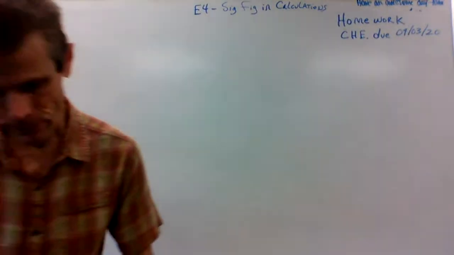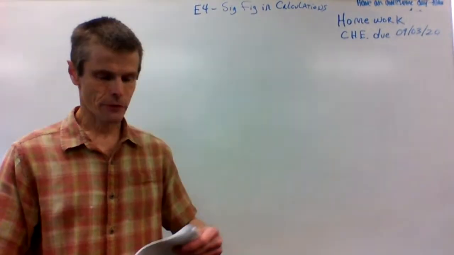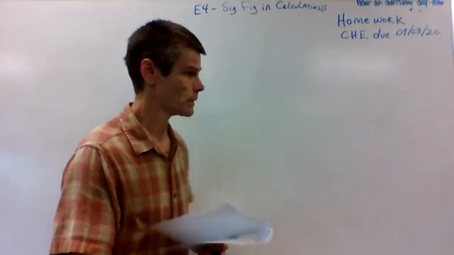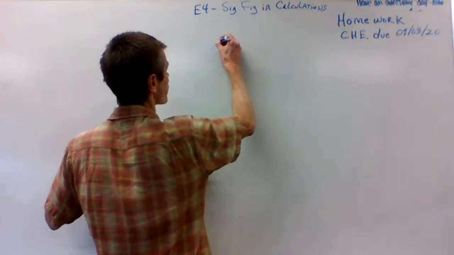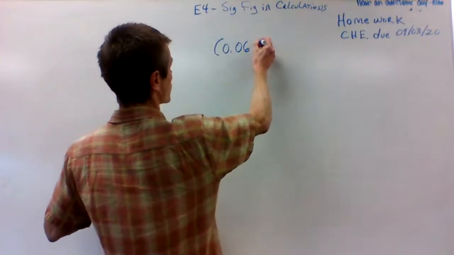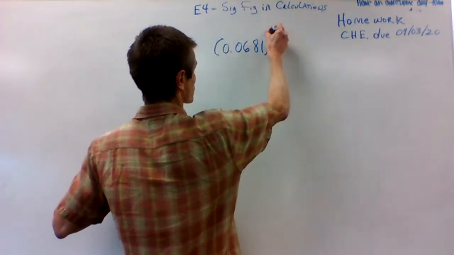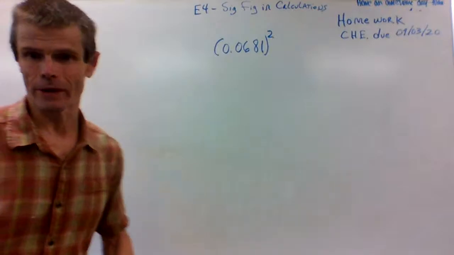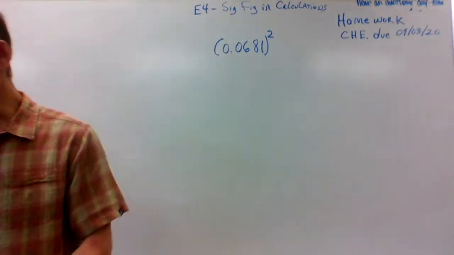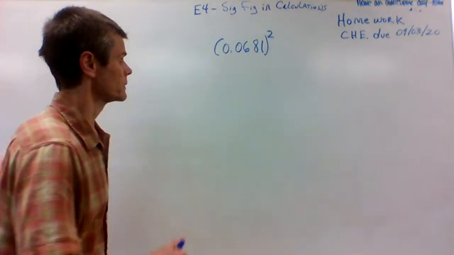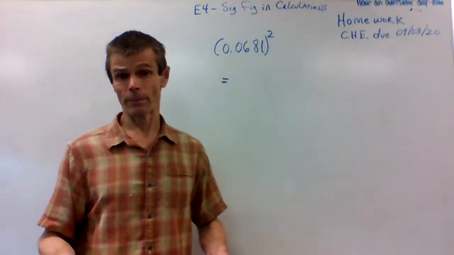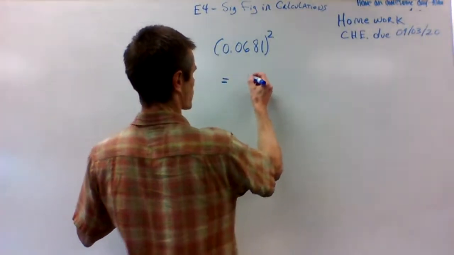Let's look at another example I have. Again, the question asks us to report our answer using scientific notation. We have 0.0681, and we're going to square it. Again, it's probably easy enough just to throw this in your calculator. If we put this in our calculator and hit the equal button, we're going to get a very small number.